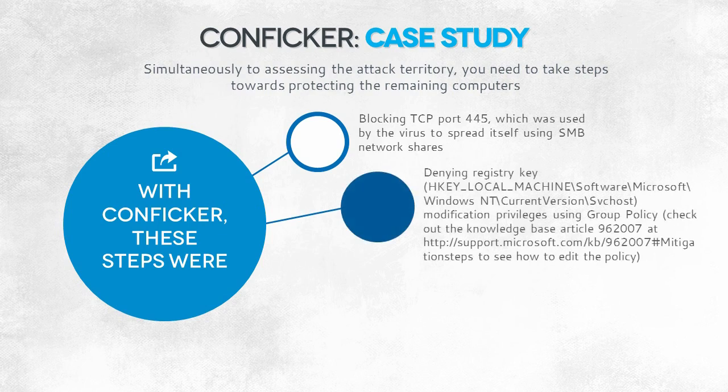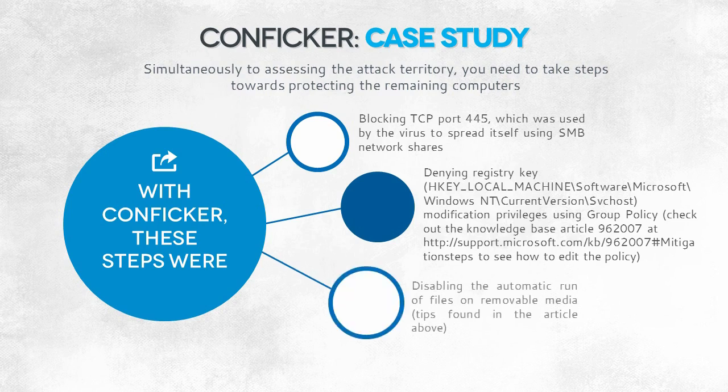The second step is to modify access privileges to the registry key according to the strategies outlined in a knowledge base article. It's necessary to do this in a way that prevents the virus from launching in a pseudo-randomly named web service. Thirdly, you need to block the automatic launch of AutoRun. The file is stored in removable disks. By doing this, we close all the known doors that would have let the virus in.